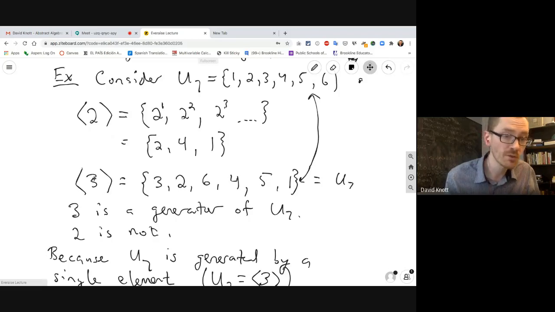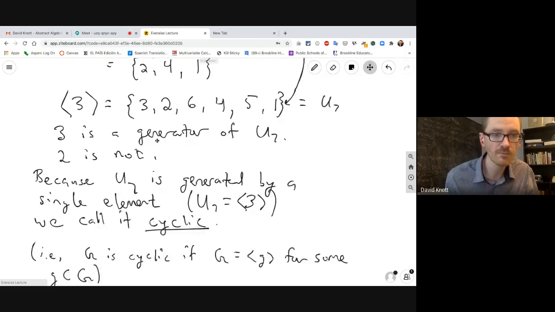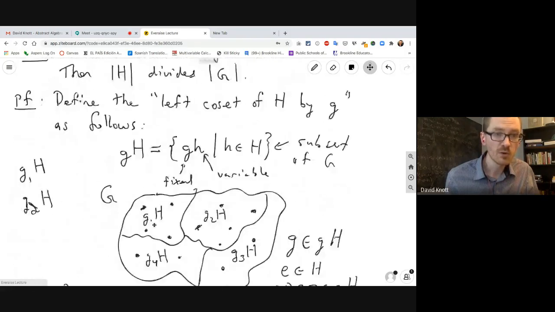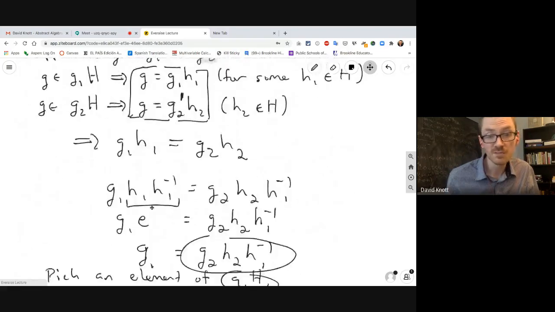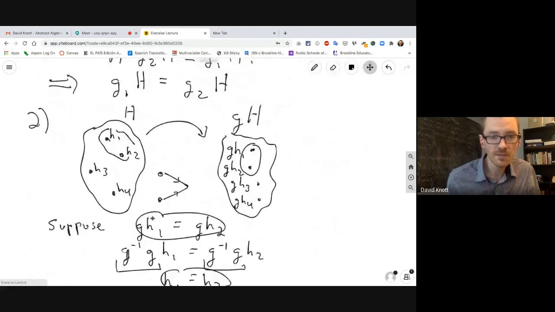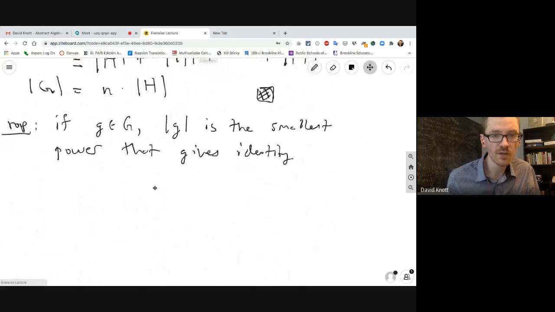So the order of this guy was 3. And what's the order of 3 in this group? It was, let's see, 1, 2, 3, 4, 5, 6. The order of this guy was 6, okay? So that's the order of an element. It's the smallest power which gives you the identity when you raise that element to a power.